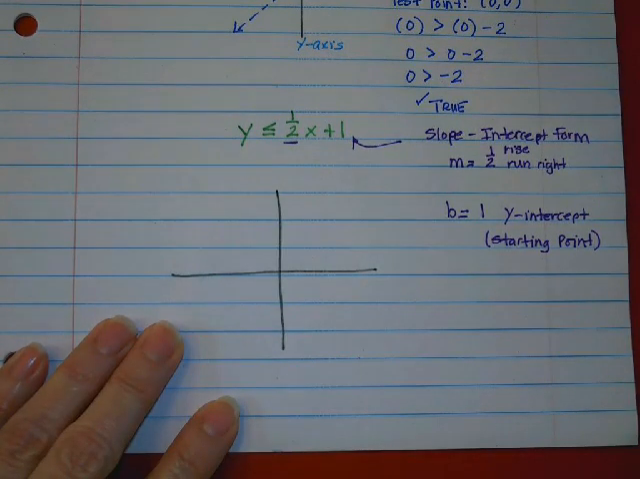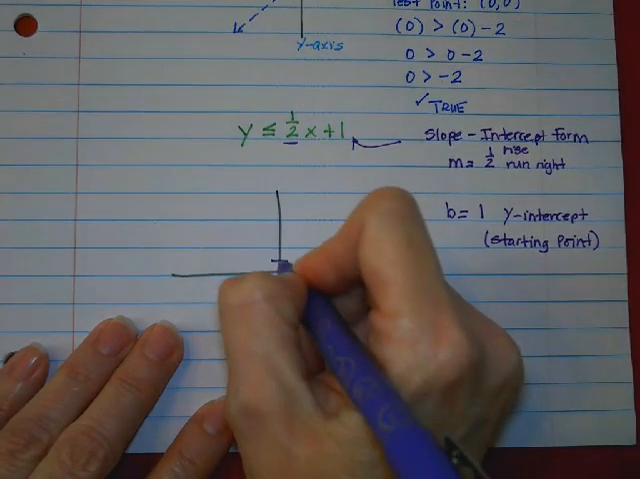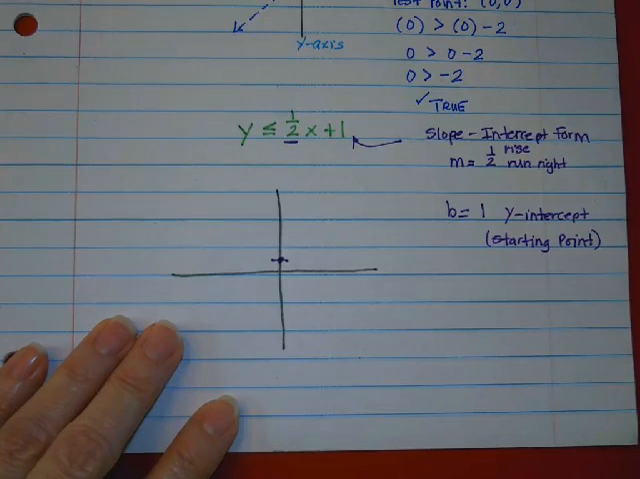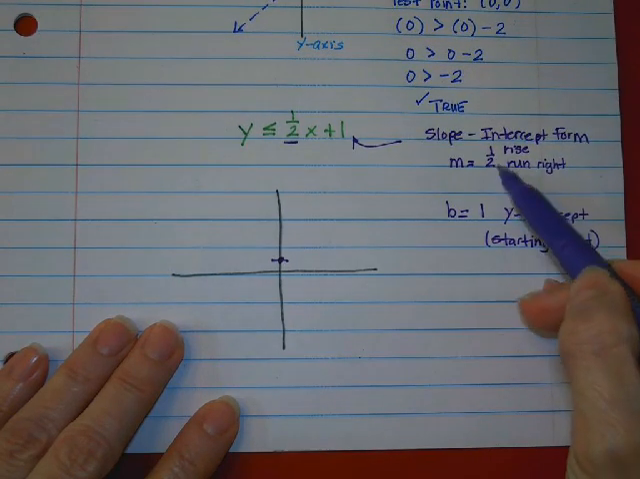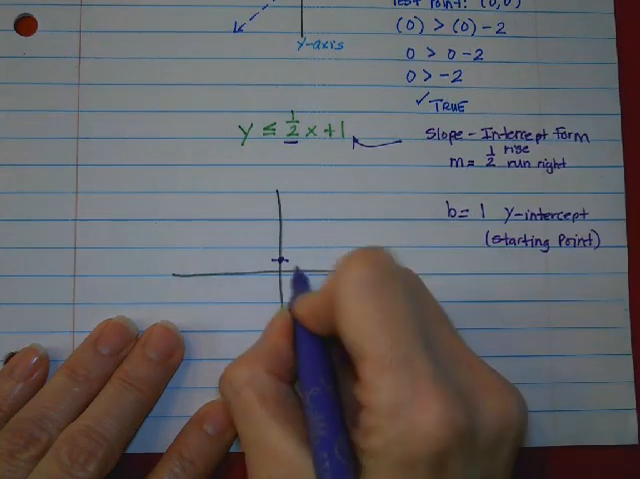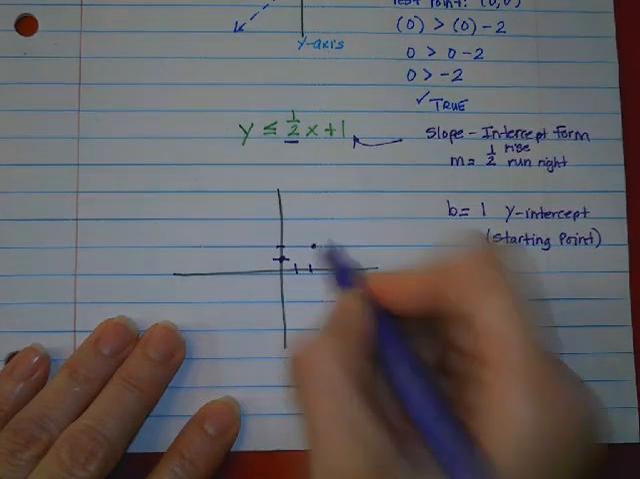All right, so we're going to go ahead and plot our first point, which is y equals 1. So we're going to go up 1 on the y-axis and put our first dot. That is our starting point, our y-intercept. Our slope is 1/2. So from this point, we will rise 1 and then run to the right 2. So I'll rise 1 and run right 2.